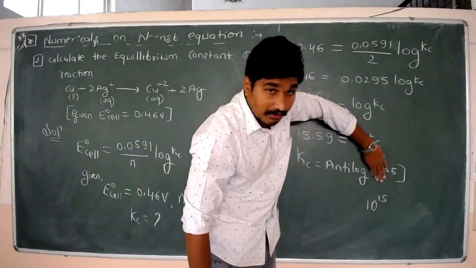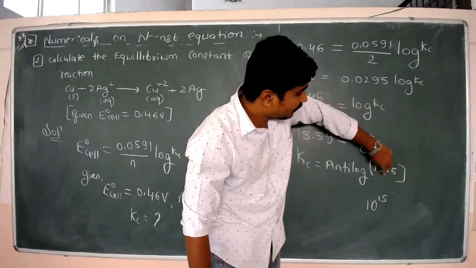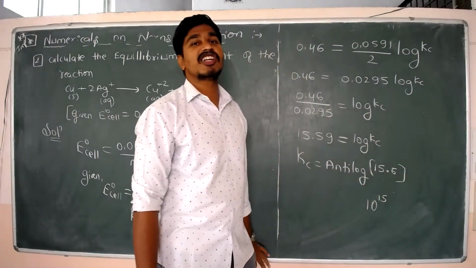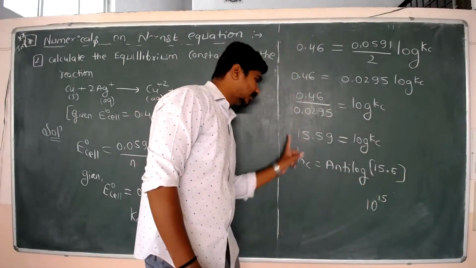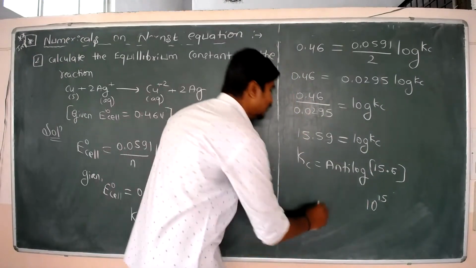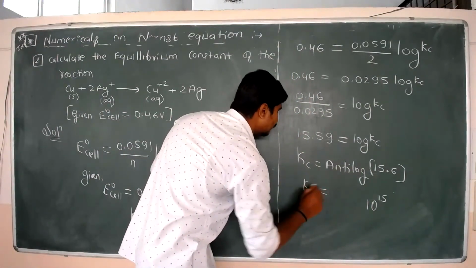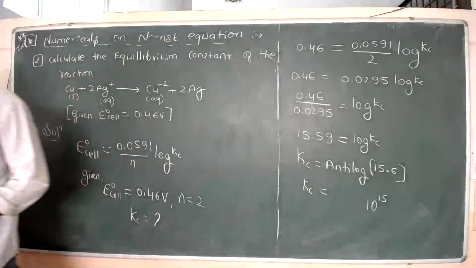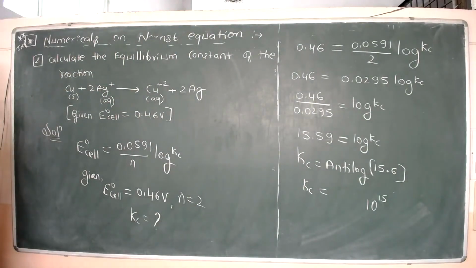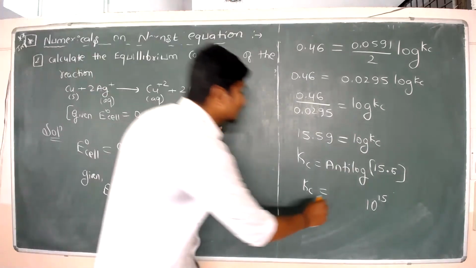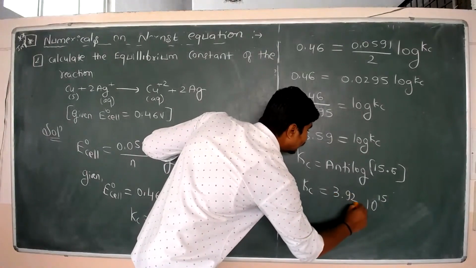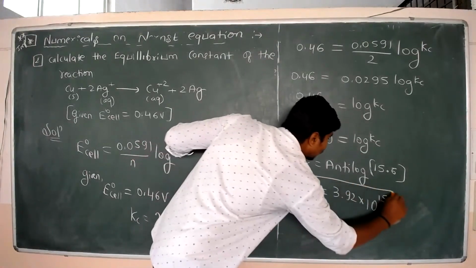After this, removing the 15, what is left? 0.6. That you have to check in the anti-log. Where is 0.6? You should search. You will get the value, right? That is Kc equal to, that value is 3.92. This one is the Kc value.